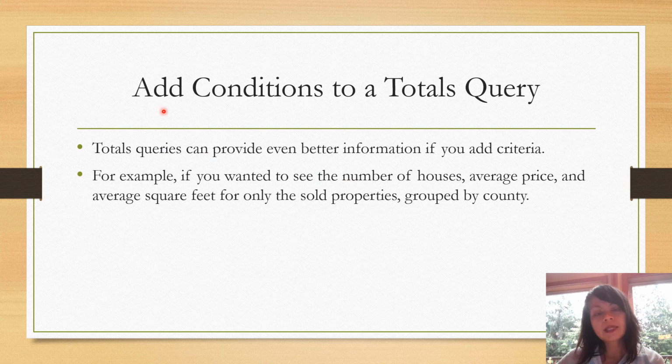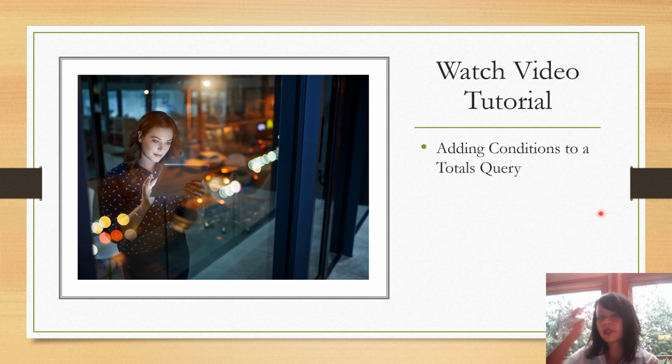Next, let's add conditions to a totals query. A totals query can provide even better information if you add a criteria. For example, you might want to see the number of houses, average prices, and average square feet for only the sold properties grouped by county. In the last video, we grouped by county. Now we want to see only the sold ones, so we're adding a criteria. Let's watch the video tutorial on how to add conditions to a totals query.